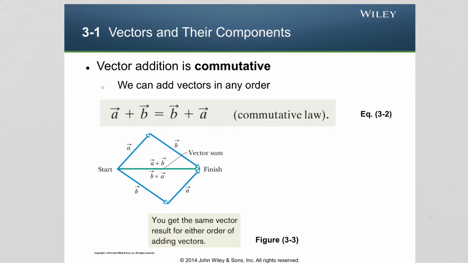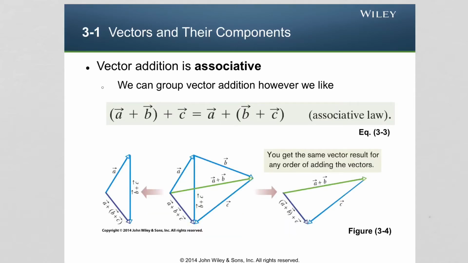So the result of the two additions, a plus b or b plus a, is the same. Both give the same resultant vector s. Vector addition is also associative, which means that if I'm adding three vectors, the order of addition is irrelevant, the final result is always the same.